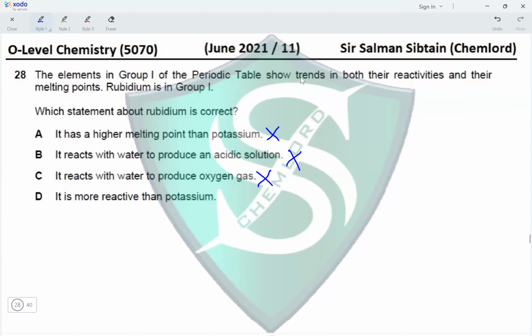And D. It is more reactive than potassium. Reactivity increases down the group. So if reactivity increases, rubidium has to be more reactive than potassium. Statement D says it is more reactive than potassium. The statement is correct, making D the correct option for this question.